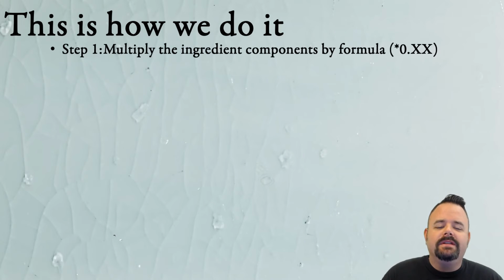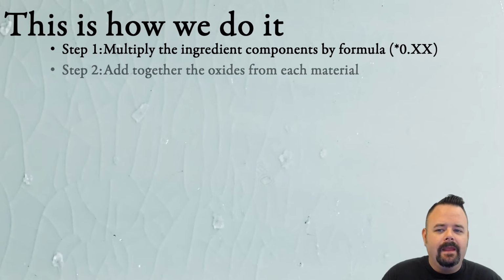So now the procedure for actually calculating the UMF. I'm just going to read these off, and you're going to be very confused. And again, once we're done the video, I encourage you to come back and it will start to make more sense, but we need to document this as we proceed. So, step 1, multiply the ingredient components by the formula. Step 2, add together the oxides from each material.